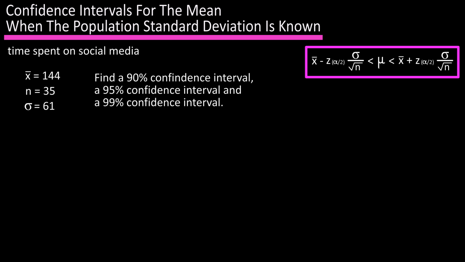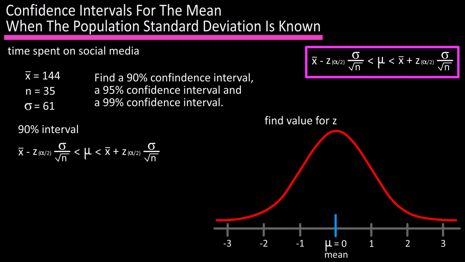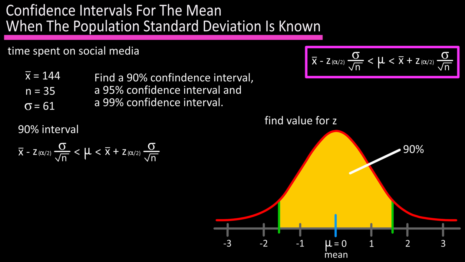So we're going to find a 90% confidence interval, a 95% confidence interval, and a 99% confidence interval for the population mean. First, for 90%, using our formula, our interval is x bar minus z alpha over 2 times the population standard deviation divided by the square root of n, less than mu, the population mean, less than x bar plus z alpha over 2 times the population standard deviation divided by the square root of n. The first thing we need to do is find the value for z.